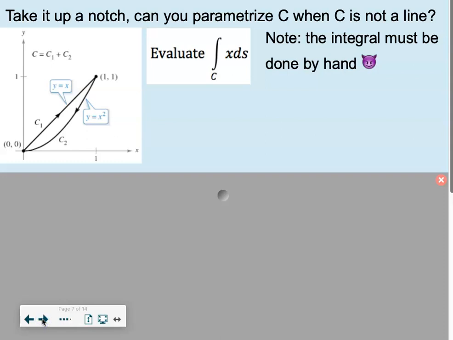All right. So we're going to take it up a little notch. And we're going to parameterize C. This would be a smooth piecewise curve. So from here to here, nice turn.